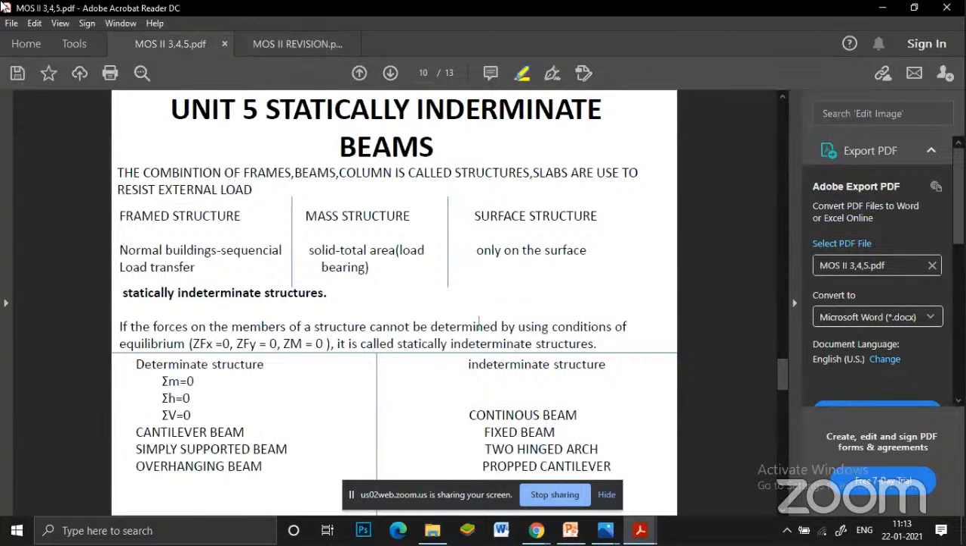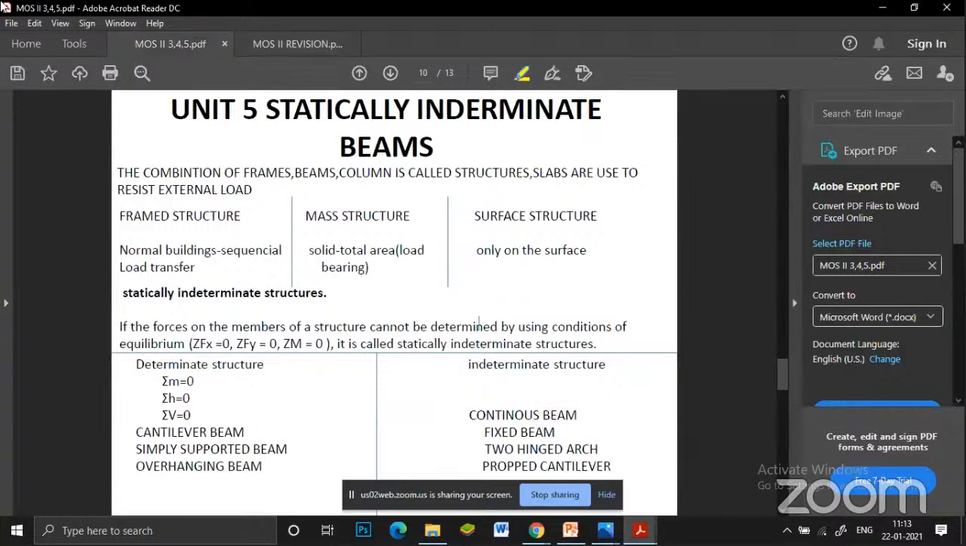That is for determinate structures. In case of indeterminate structures, what are they? It is the opposite of that. Statically indeterminate structure is nothing but one that does not obey the equilibrium equations alone. Some examples are continuous beam, fixed beam, two-hinged arch, propped cantilever, and three-hinged arch. You have an idea about what a continuous beam and a fixed beam are, but you may not know what a propped cantilever is.